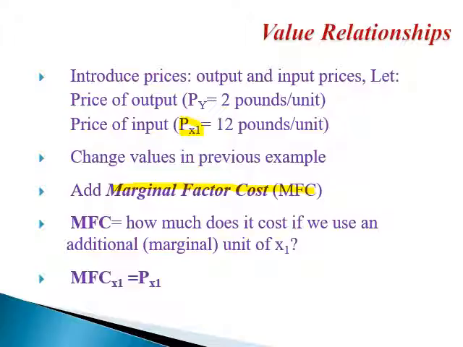When I increase the level of the variable input by 1 unit, it means that I'm going to buy 1 extra unit of the variable input, which is simply I'm going to pay its unit price. If I bought, for example, a bag of fertilizer that is priced at 12 pounds, it means that if I buy this extra bag, then I'm going to pay 12 pounds to the entity that sells that fertilizer. So as you can see, marginal factor cost of x1 is the same as the unit price of x1. Please keep in your mind that unit price of output is always 2 and the unit price of the variable input is always 12.